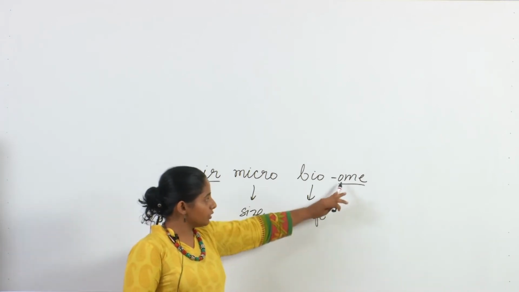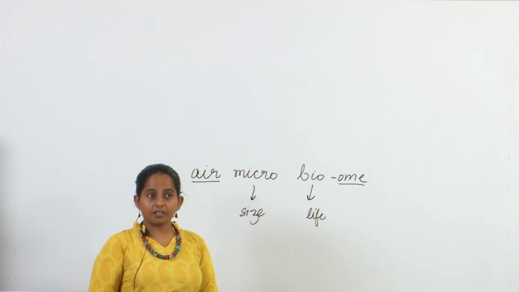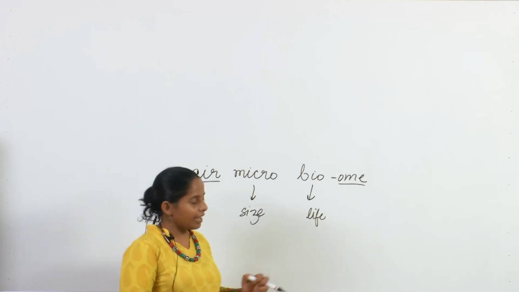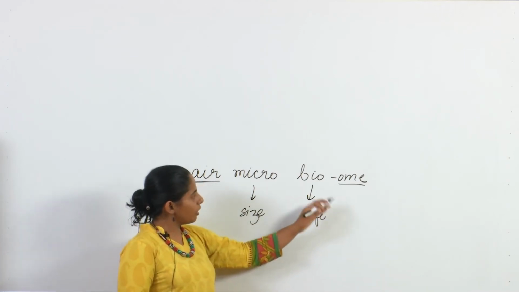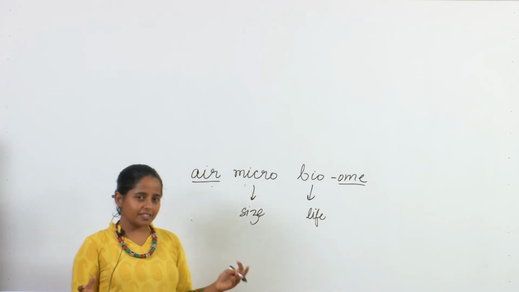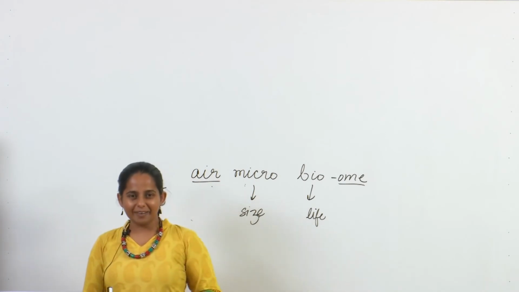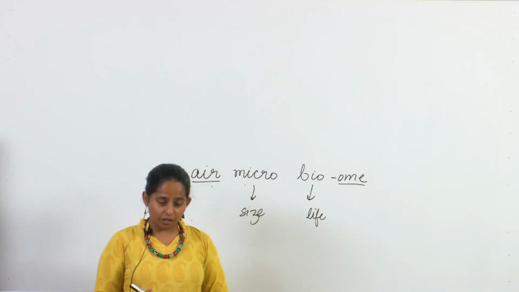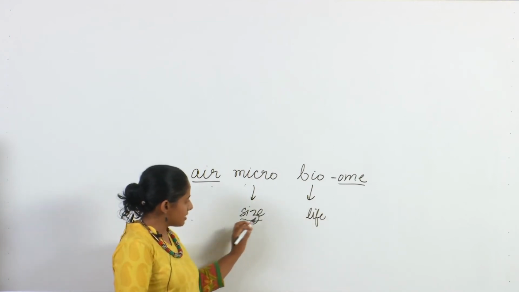Now this word ome is a general suffix to many words, implying that everything is included. So air microbiome means all the life that exists in micro scale in the air. Obviously it is not possible to have a clump of microbes floating in the air, because due to their weight they will come down due to gravity. So we definitely have a size limitation.